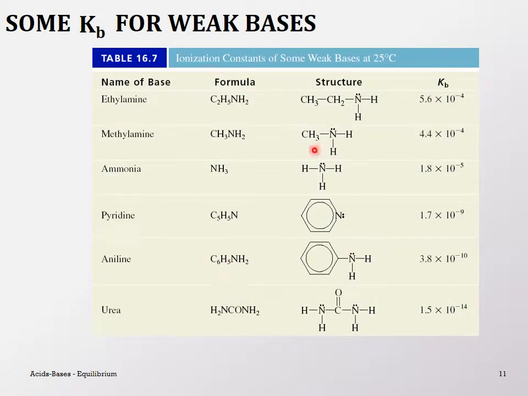So here are some Kbs for weak bases. And look at all of this: NH2, NH2, NH3. Here is again nitrogen. Wherever you have nitrogens in any structure, that's going to give you a weak base, and then the Kbs are given over here. Remember, Ka times Kb is equal to Kw, and Kw is 1 times 10 to the negative 14. That's how you can calculate Kb if Kb is not given to you and Ka is given to you. So keep that in mind.